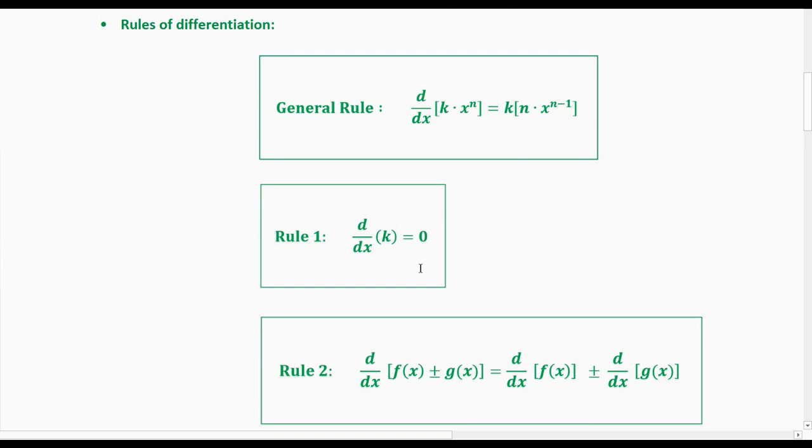Then there was rule 1, which says that the derivative of a constant equals 0. And finally, there's rule 2, which says that the derivative of one function plus or minus another function is equal to the derivative of the one function plus or minus the derivative of the other function.